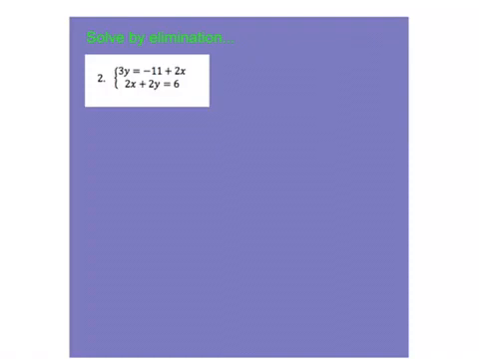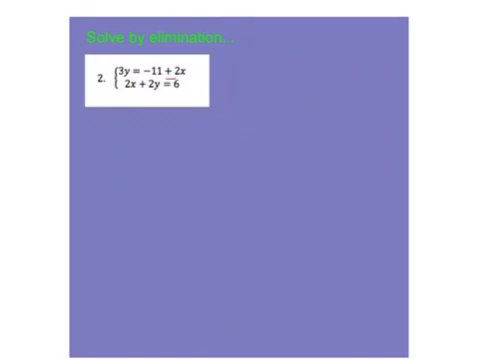So I'm going to go ahead and look at example number 2 here. I get 3y equals negative 11 plus 2x, and 2x plus 2y equals 6. So the first thing I always want to look for with elimination is that they need to be in standard form. Well, the first equation is not in standard form. I need to get the x and the y on the same side.